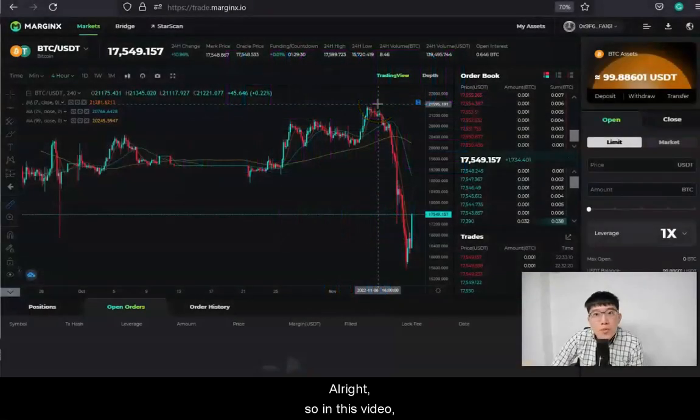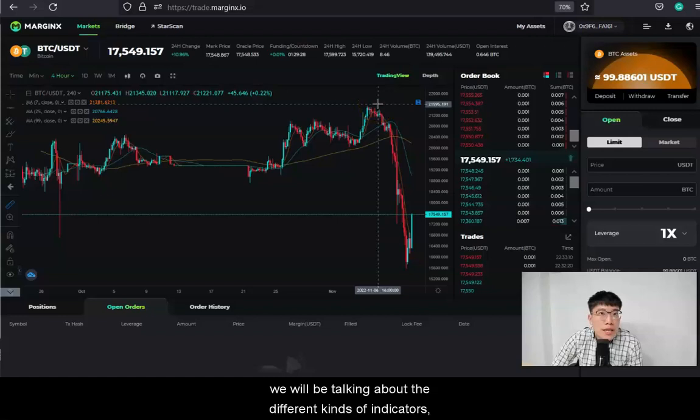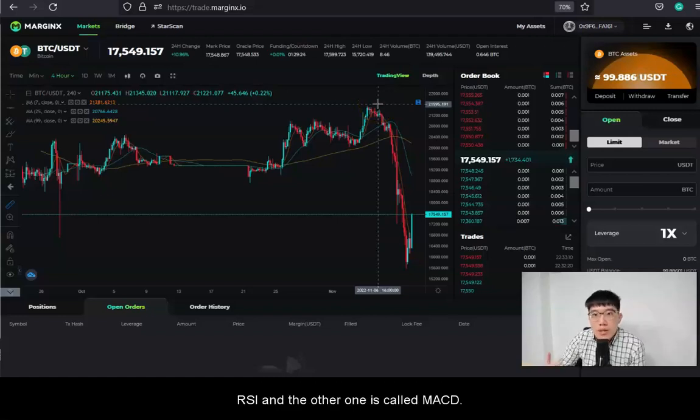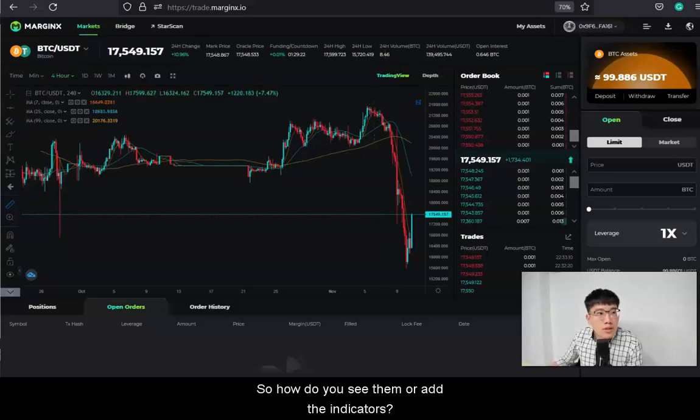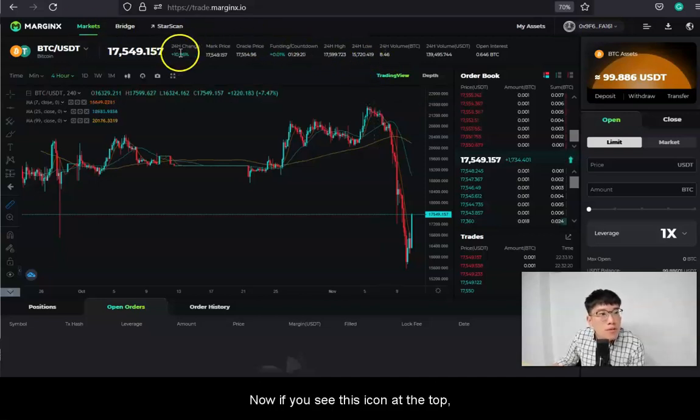Alright, so in this video, we'll be talking about the different kinds of indicators, two of which I'll be showing you. One is called RSI and one is called MACD. So how do you see that? How do you add indicators?